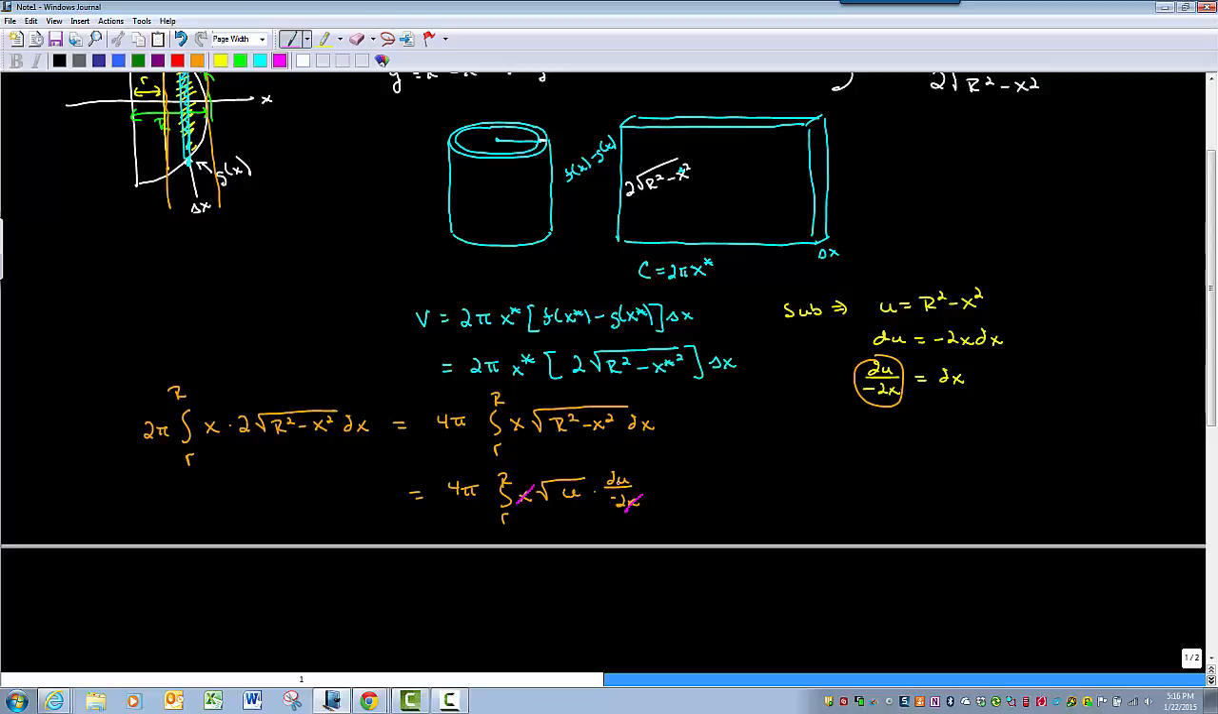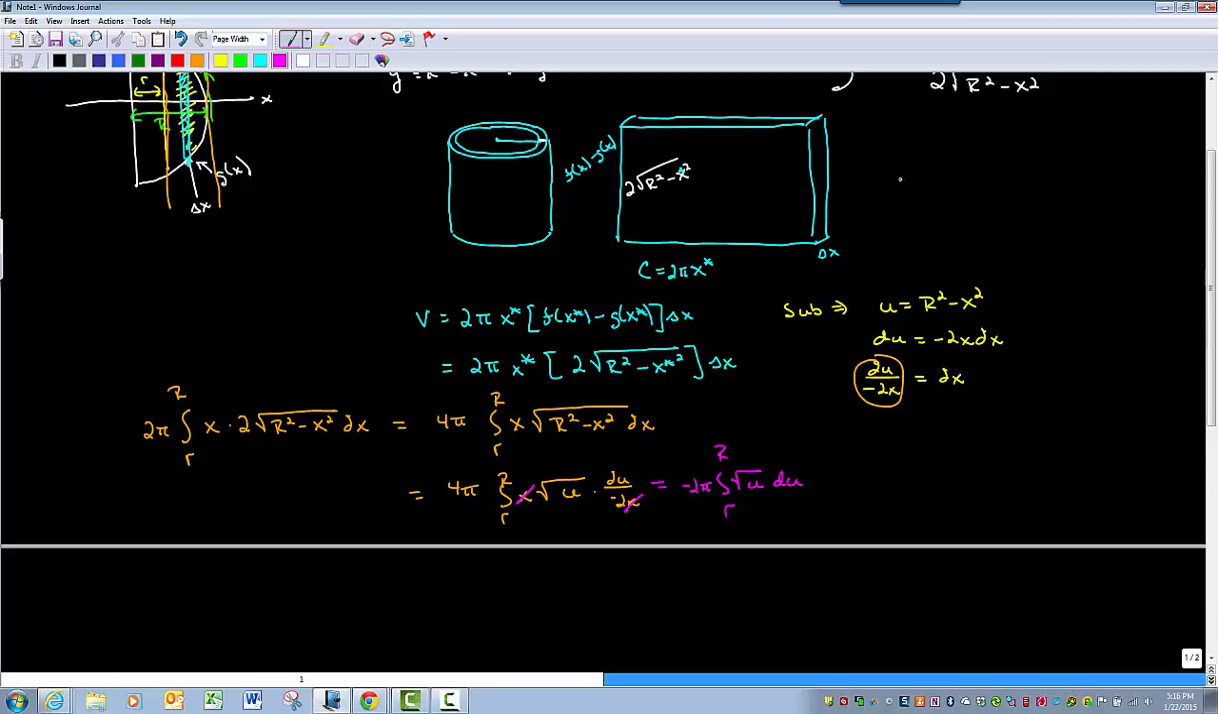So what else have I got? Well, the negative 2 and the 4 are going to cancel to give me a negative 2 pi on the outside, right? Because 4 divided by negative 2 is negative 2. So this is going to be negative 2 pi between little r and large R, square root of u du. Now I can take the antiderivative of this.